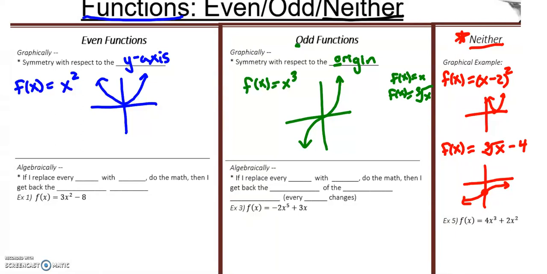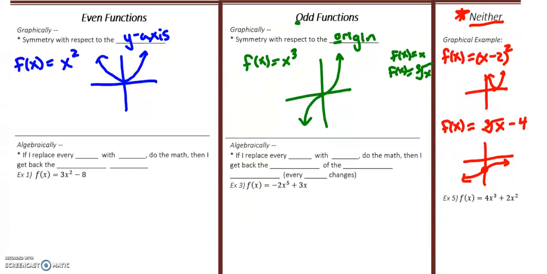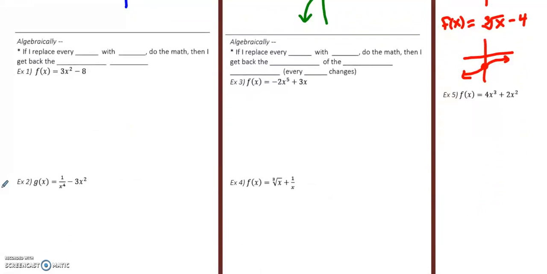So if we have a graph, it's not that hard to look at the graph and get a good idea of whether or not it's an even, odd, or neither function. If we have just the equation, it's a little bit trickier. So algebraically, if I want to find if something is even, if I replace every x with negative x, I do the math, in other words, simplify, and I get back the original function.